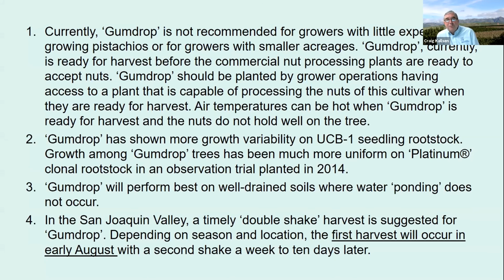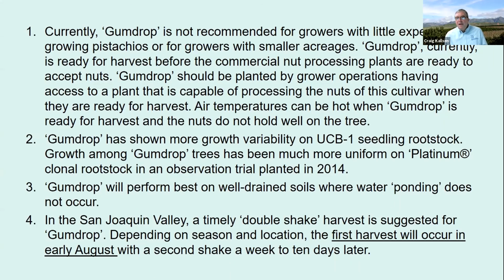Right now it's ready for commercial harvest before the commercial nut processing plants are ready to open or accept nuts. So if you're a small grower, you may not have any place to take your nuts. So I'm suggesting that if people want to plant gumdrop, it should be planted by grower operations having access to a plant that is capable of processing the nuts when they're ready for harvest. So you've got to have the ability to open your plant.